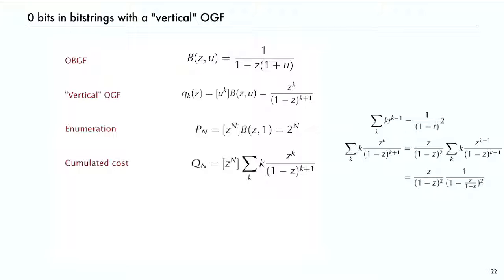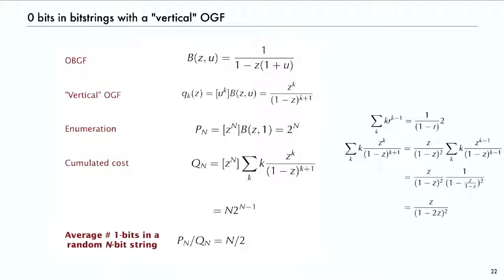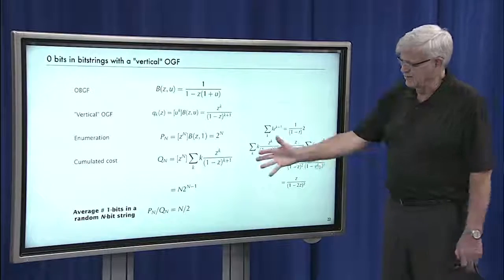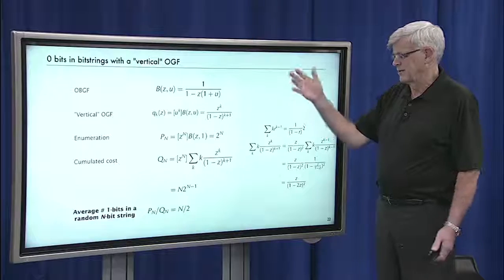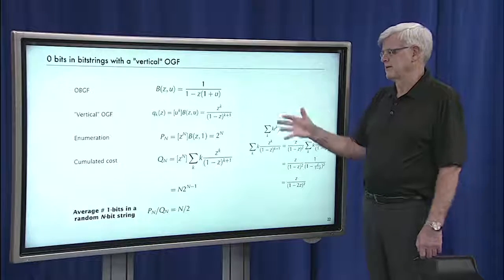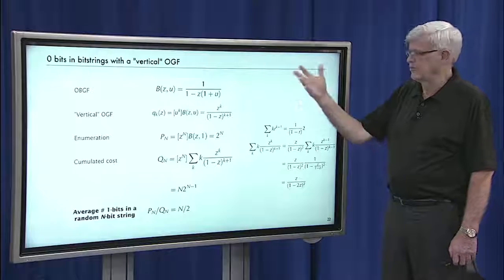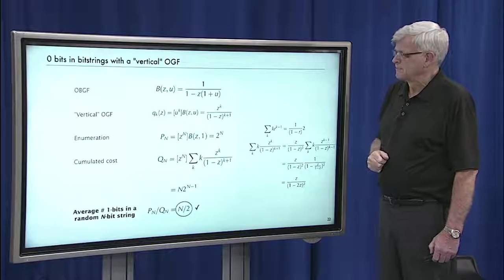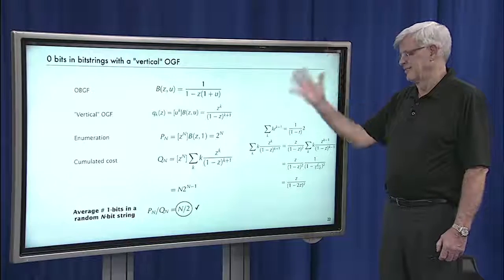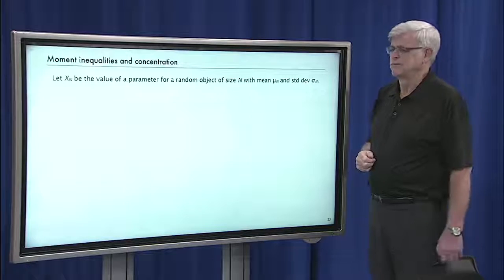And here are the details for those of you who are used to those sums. That sum evaluates to z over (1 minus 2z) squared. And the coefficient of z to the n in that is n times 2 to the n minus 1, so we get n over 2 as before. And again, in this case, it's more work to get the same answer, but there are some cases where it's less work. It's just a matter of the order in which we extract coefficients. Usually, it's better to use the horizontal, where we extract the coefficient of z to the n first. And in this simple example, we're always getting n over 2.